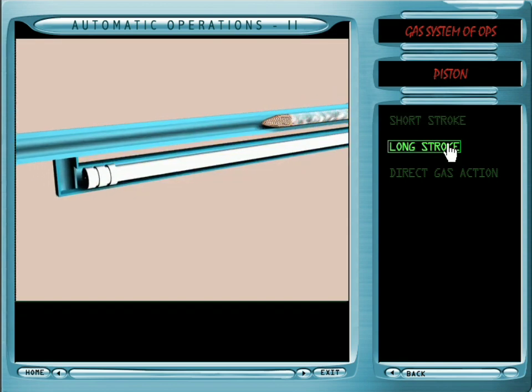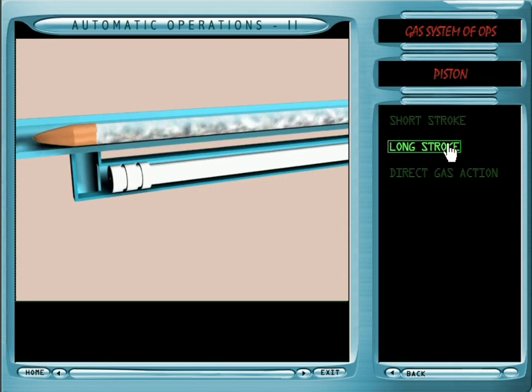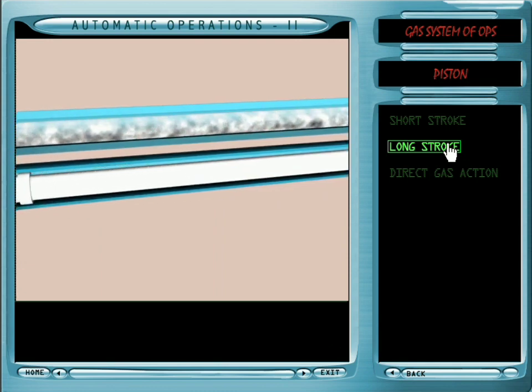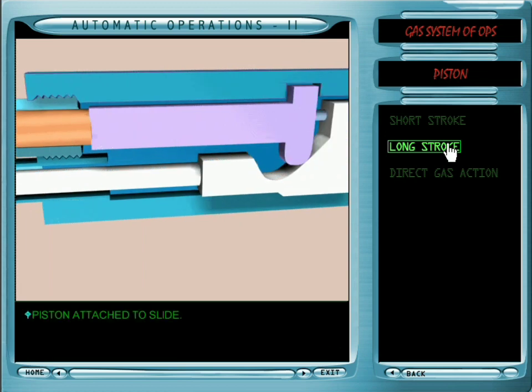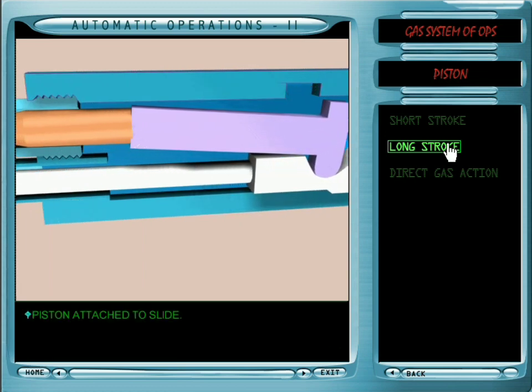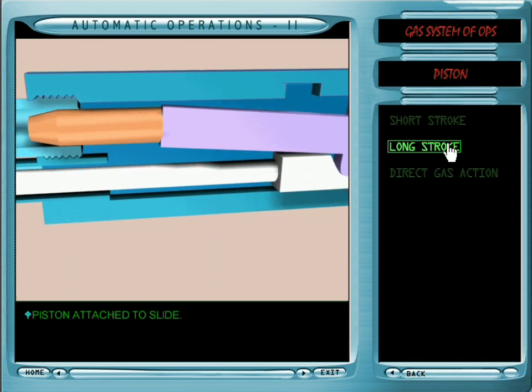Long stroke piston. In a long stroke piston, the gases act on the piston head, which in turn pushes the moving parts back. In this case, the piston is attached to the carrier or the slide and travels the entire distance back with the moving parts. This distance is generally more than 3 inches. An example of the same is the 7.62 mm light machine gun and the 5.56 mm INSAS rifle.